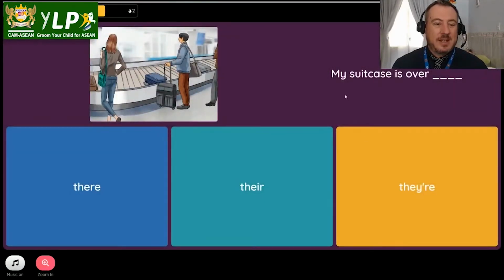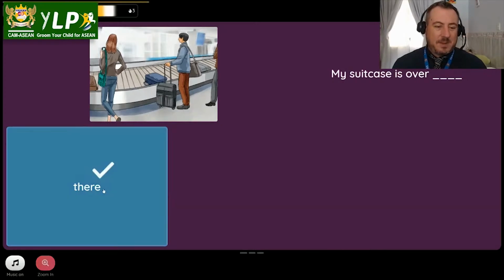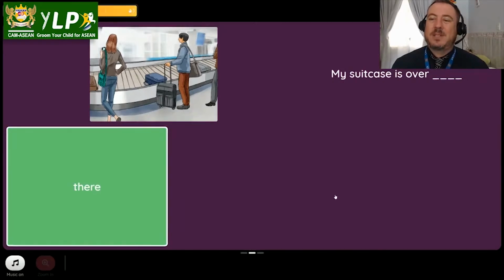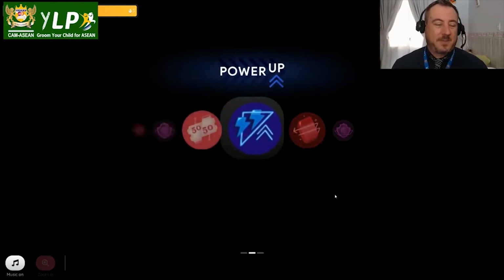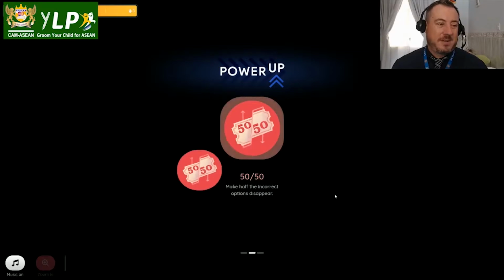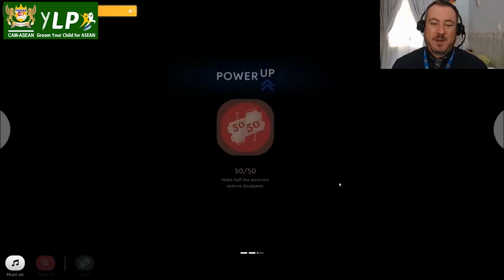My suitcase is over there, or their, or they're. Number 1. Number 2 belongs to them, so that's not correct. Number 3, they're. My suitcase is over they are. That doesn't make any sense. So it must be number 1, there. My suitcase is over there. Okay, we've got a power up.